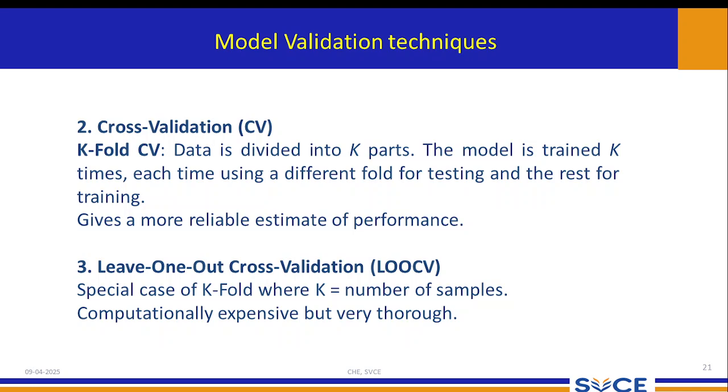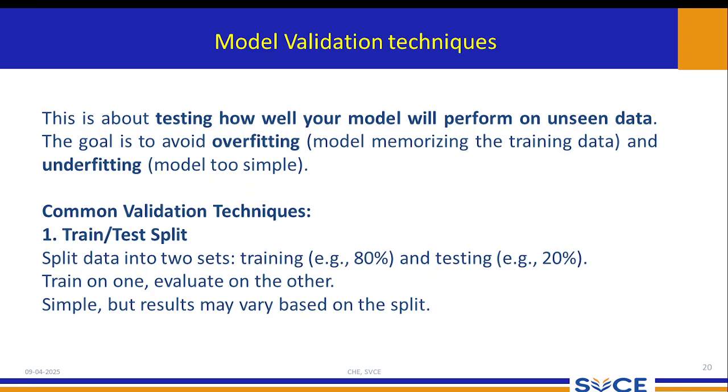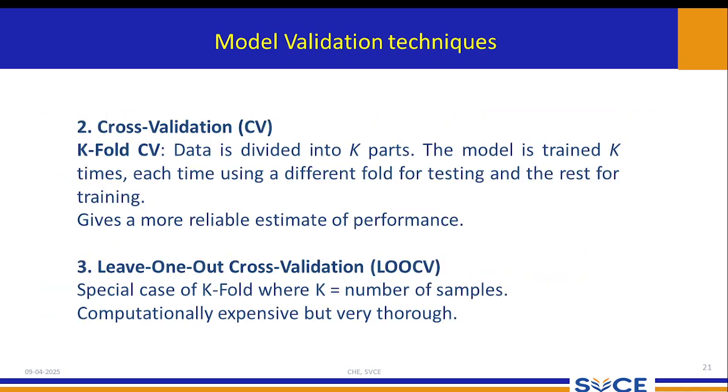So let's say I have 10 data points and I have 5 different parts, so I put 2 data points in each. The model is trained k times, so 5 times it will be trained, each time using a different fold. Each time you take a different fold for testing and the rest for the training. In the train and test split, the training is 80% and the testing is 20%. In k-fold, they just divide the data.